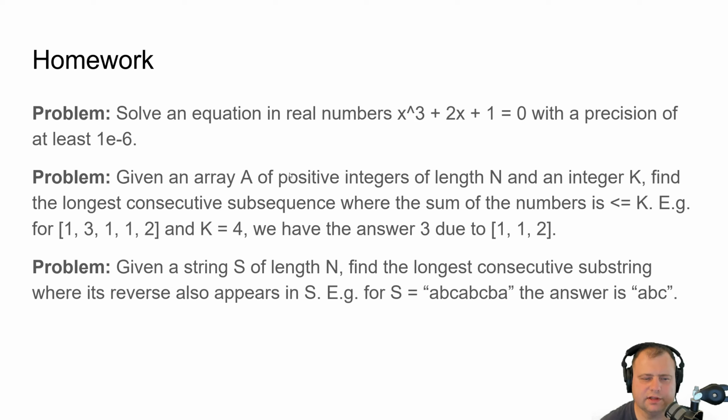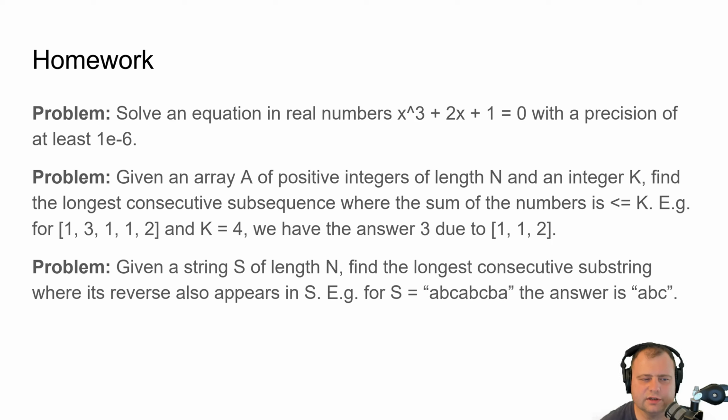Another problem is: given an array A of positive integers of length n and an integer k, find the longest consecutive subsequence where the sum of the numbers is less than or equal to k. For example, for 1, 3, 1, 1, 2 and k equals 4, we have an answer of 3 due to the subarray 1, 1, 2. And actually, this problem can be solved without binary search.